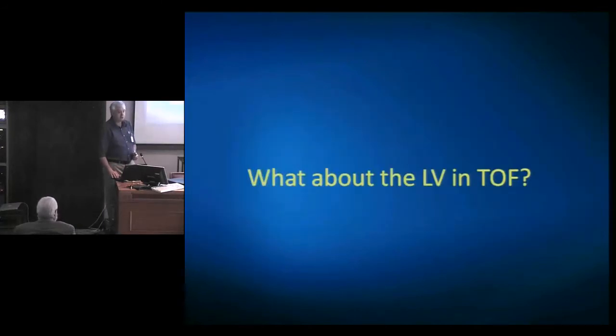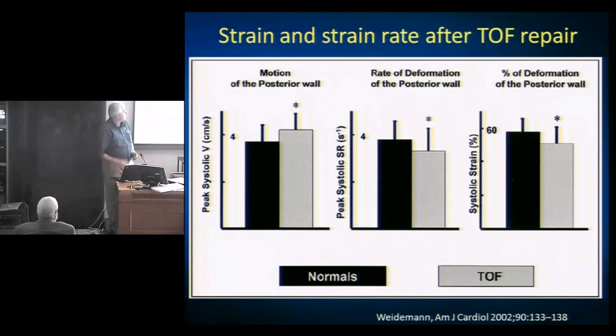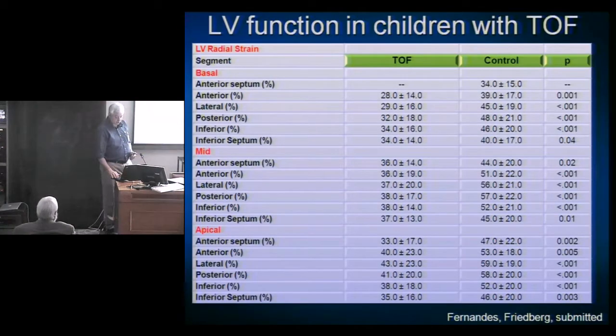Now, I told you that there are 2 ventricles in the heart, and never forget the other ventricle, even if the emphasis is on the right ventricle. And I showed you from Frank Wiedemann's study in velocities, and I'll show you again that wherever you look in the left ventricle, or however you look at the left ventricle, whether it's by motion, deformation, or percent deformation, strain rate, and strain, the left ventricle has decreased strain.